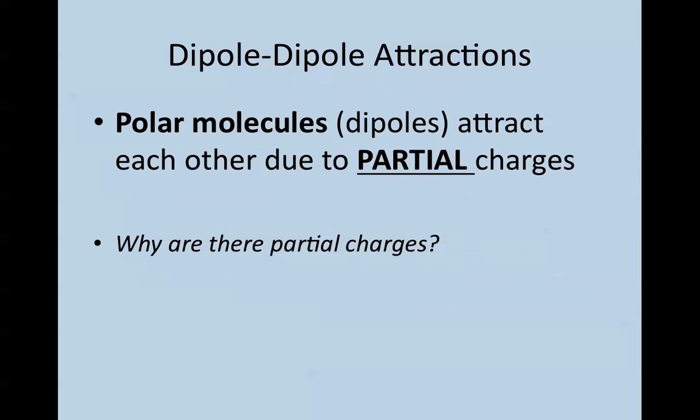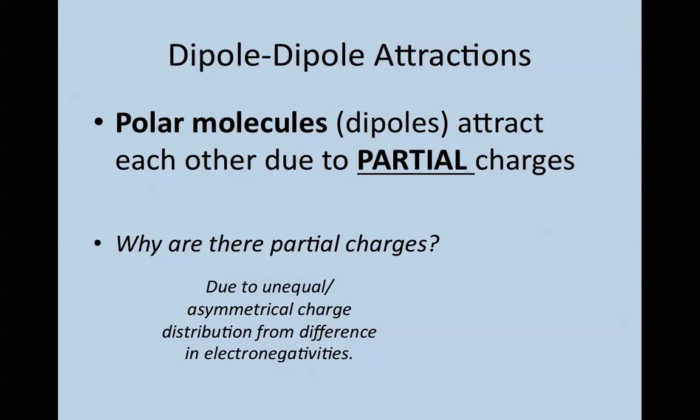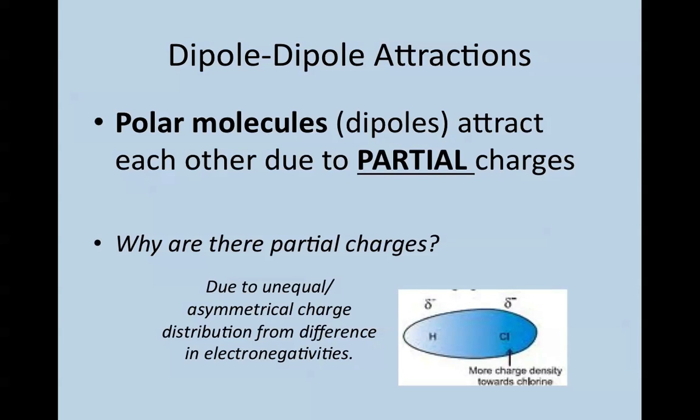All right, our medium strength IMF is called a dipole-dipole attraction. These occur between polar molecules, and they attract each other due to their partial charges. Remember in our last concept when we talked about molecular polarity and how some polar molecules have an uneven distribution of charges? These are those partial charges. So remember, this results from a difference in electronegativities and also having an asymmetrical shape.